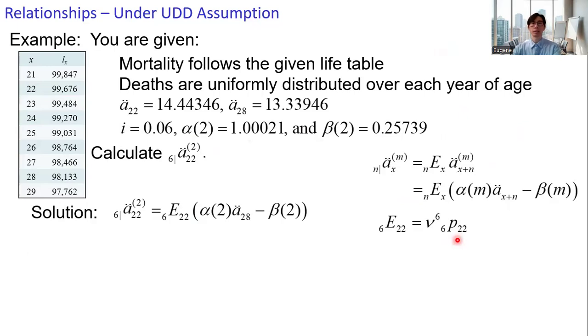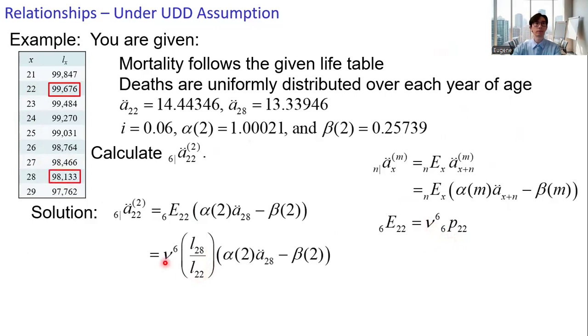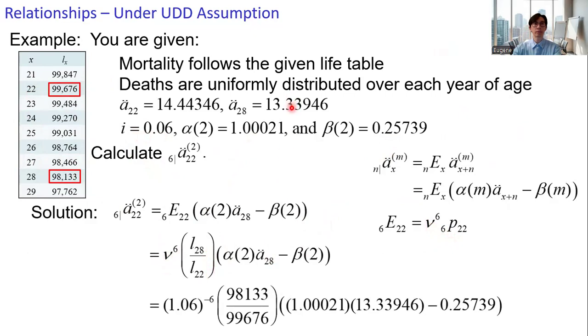The pure endowment, nu to the power 6 times 6p22, and for 6p22 we make use of the life table. This equals L28 over L22. We get the two numbers. Nu to the power 6, the interest rate is 0.06, and then alpha 2, beta 2, A double dot 28. Upon calculation, we get the answer 9.0815.